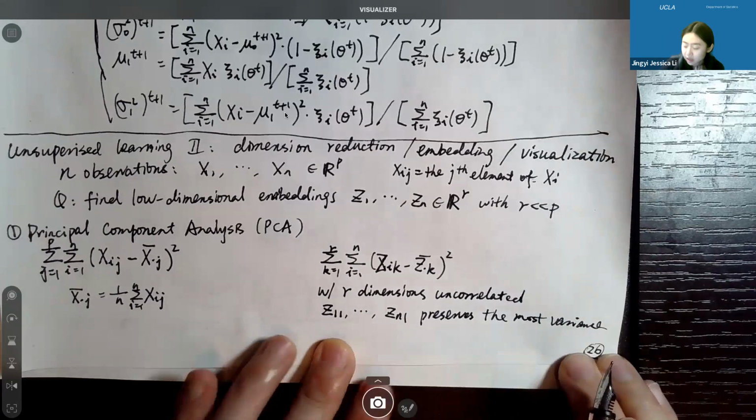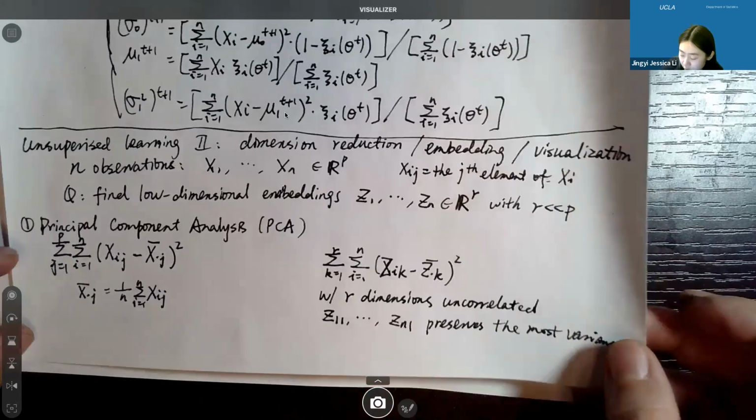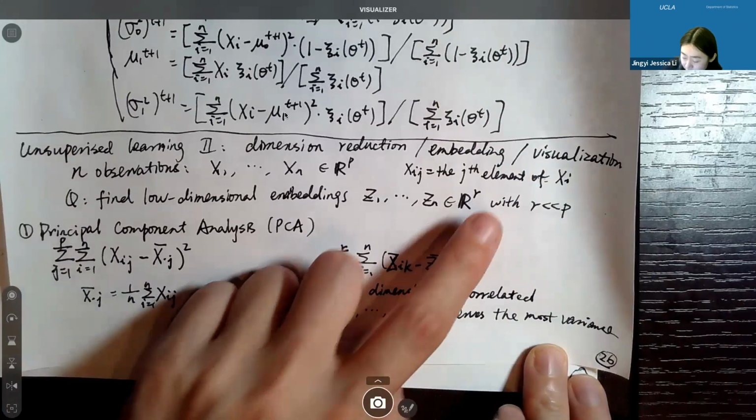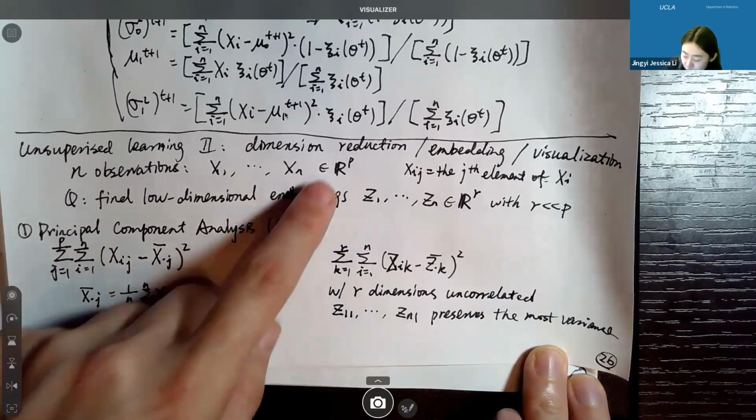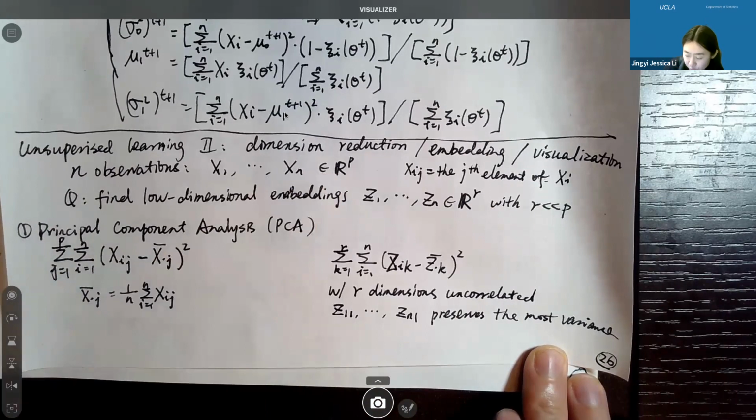Okay, so that's our overall hope. We want to find R dimensions that are uncorrelated with each other, despite that the original P dimensions may have some strong correlation, and that's redundancy. And second, we hope that there is some order in the new dimensions 1 to R so that the first new dimension preserves the most variance.